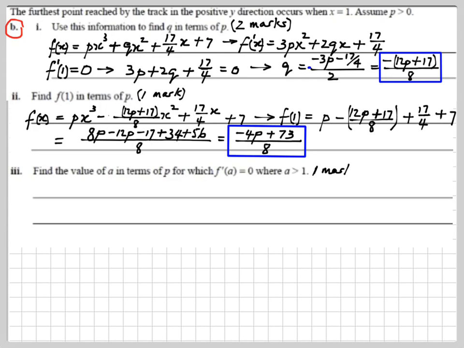Yes, thank you, Mr. Box. Now what's this? Find the value of a in terms of p for which f dashed a equals 0, where a is greater than 1. Well, my goodness, double chill pill. What? Well, come on, read it again. We can do this. It's only a 1 mark question. It's not supposed to be hard. You have a go now and pause me, and then come back when you're ready.